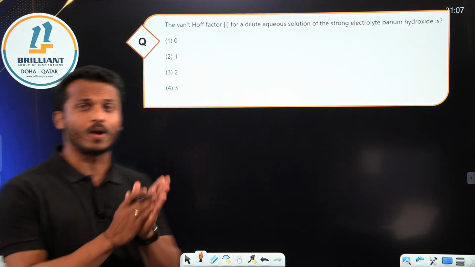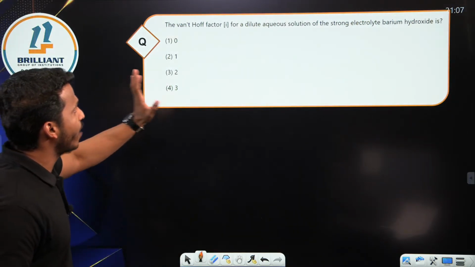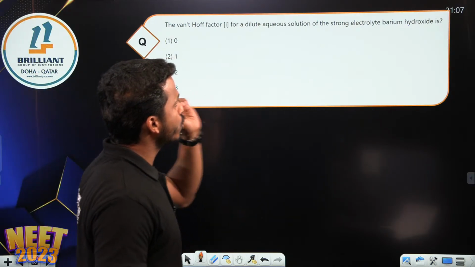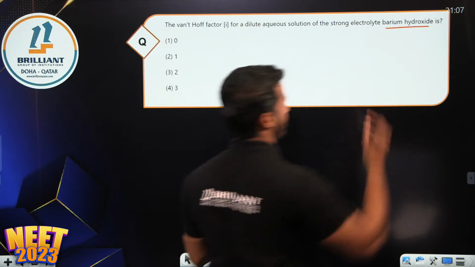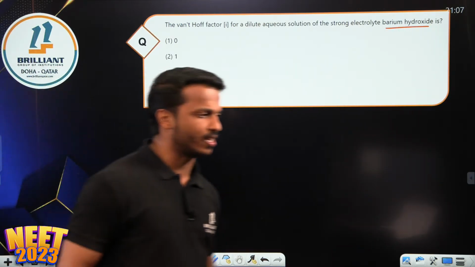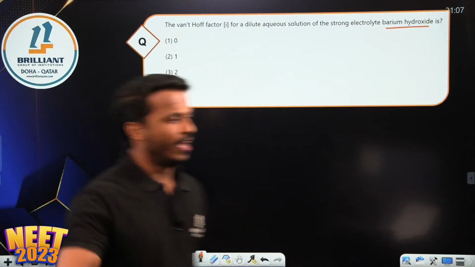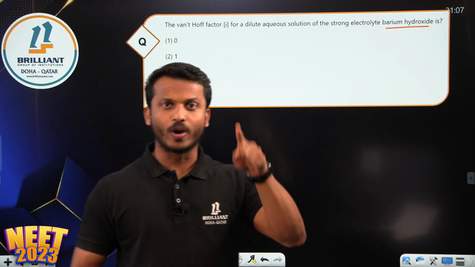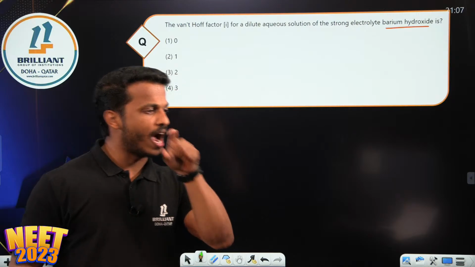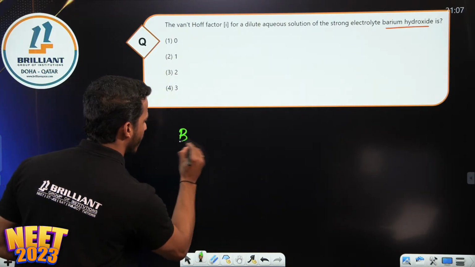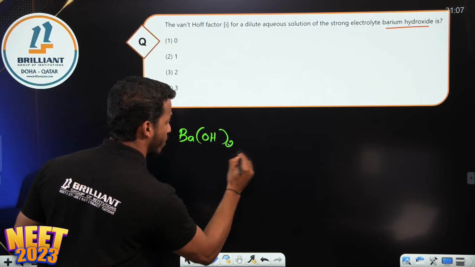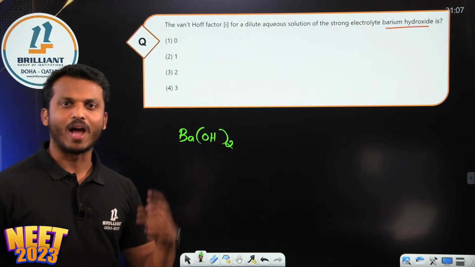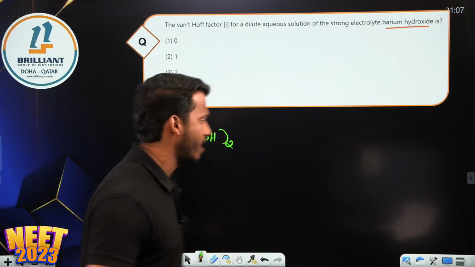So dear all, I'm going to question number 1. What is the Van't Hoff factor i for a dilute aqueous solution of the strong electrolyte barium hydroxide? You can give a very simple and correct answer. Tell me, dear all, what is the answer for this question? What is the Van't Hoff factor for barium hydroxide? Barium hydroxide is Ba(OH)2, right? What is the i value? The i value is calculated by which equation?